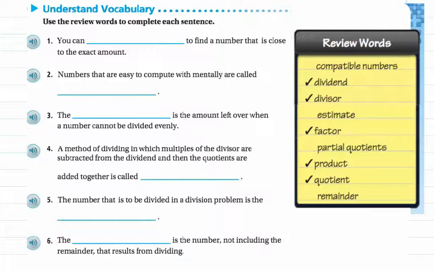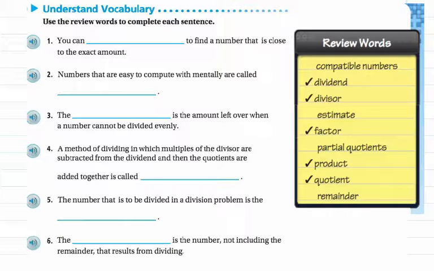Students, in the next part of this activity, we're going to work on understanding the vocabulary. So let's read the directions before we start. It says use the review words to complete each sentence. The review words are this entire box, and we're going to go through and read them: compatible numbers, dividend, divisor, estimate, factor, partial quotients, product, quotient, remainder.